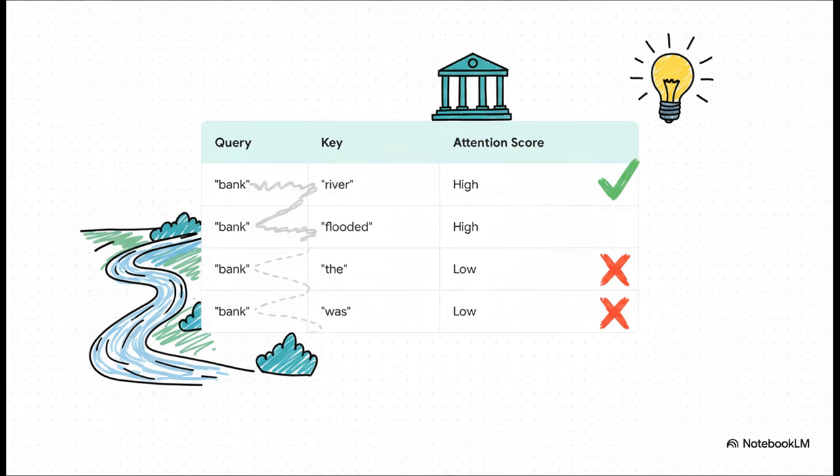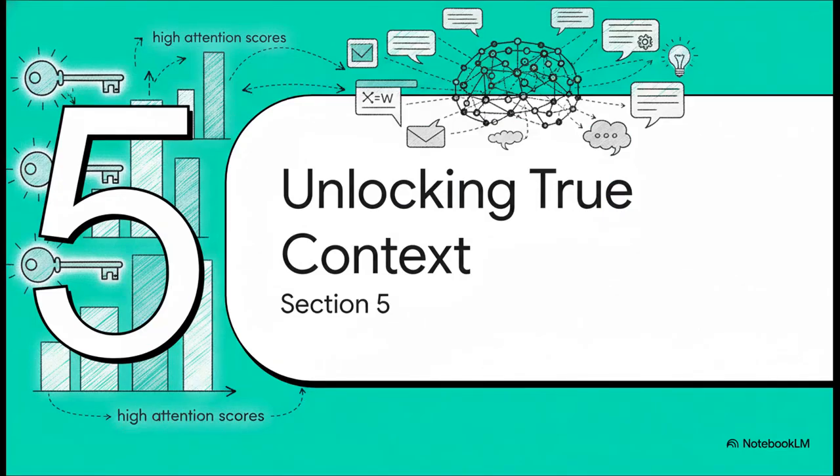The query vector for our word bank compares itself to the key vector of every other word. For words like the and was, the score is pretty low. But when it checks the keys for river and flooded, ding, ding, ding, we get a high score. The model has just figured out which words matter most. This scoring system, that's the key that unlocks absolutely everything.